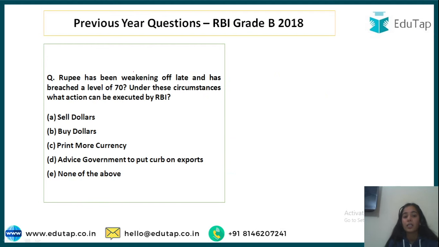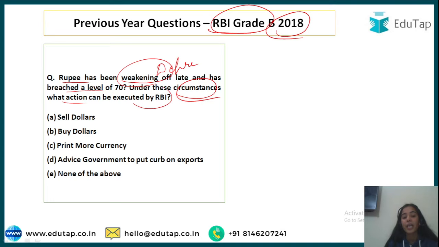So see, a previous year question in RBI Grade B of 2018 asked that the rupee has been weakening, that is, the rupee has been depreciating and it has breached a level of 70. So under these circumstances, what action can be executed by RBI? And after today's session, you will surely be able to answer this question.